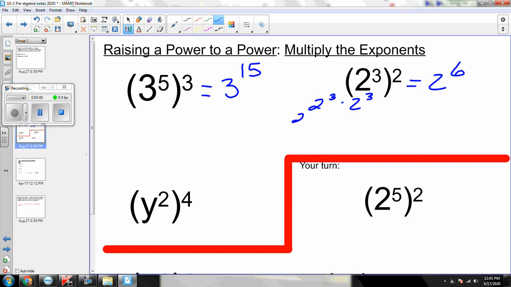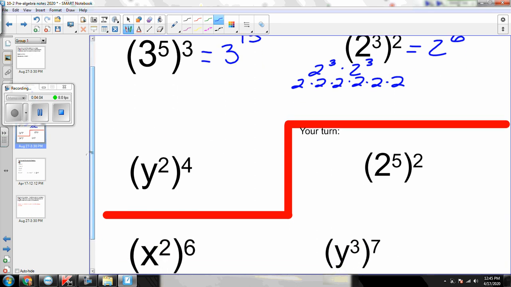Or think about 2 to the 3rd. That means multiply 3 2's. This 2 to the 3rd means multiply 3 2's. Notice I'm multiplying 6 2's altogether. So this would be 2 to the 6th. The next one is y to the 2nd to the 4th. Well, when I take a power to a power, I multiply the exponents. So 2 times 4 would give me y to the 8th. Okay, your turn. Try 2 to the 5th to the 2nd.